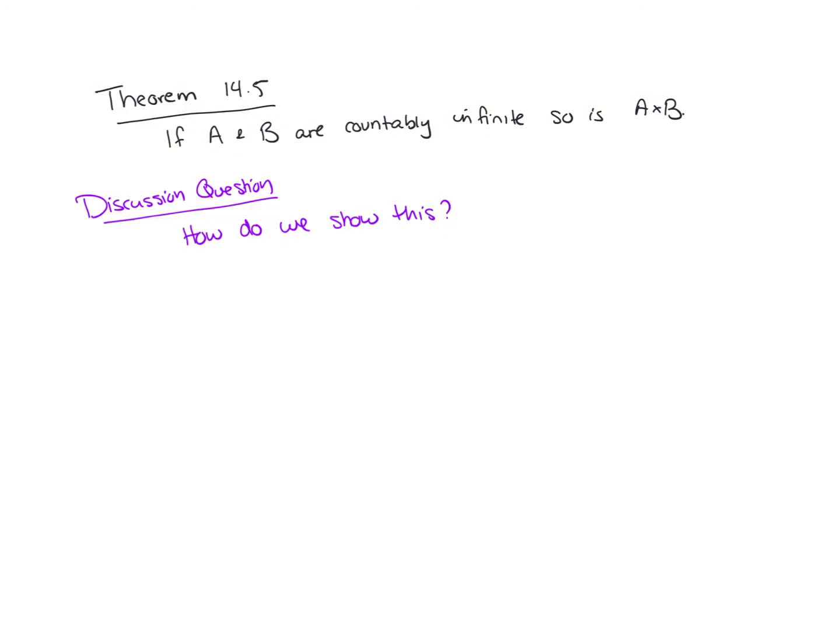Okay, so one final theorem here. We have that if A and B are countably infinite, so is their Cartesian product. So I want you to think about how you can show this, and think about it in terms of the proof of the fact that the rational numbers are countably infinite.